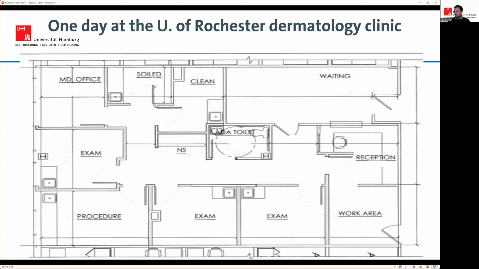A procedure room is something where, maybe, for example, you take a sample or you cut out a wart or anything like that, right? And in the middle, you have a nursing station, NS, where a licensed practitioner would sit. So this is what a clinic looks like, and it's fairly standard. You would see this at any doctor's clinic.